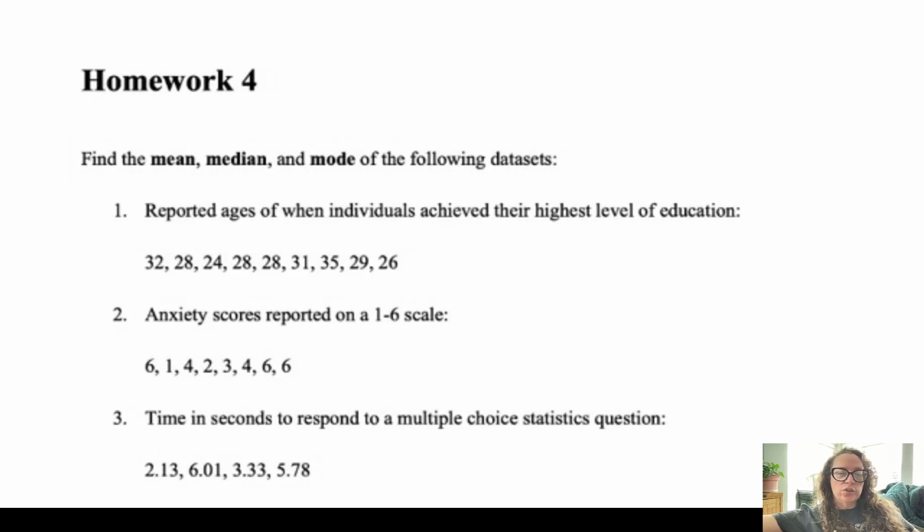Okay, let's go ahead and try number 2. Let's take a look at it. For number 2, we have anxiety scores reported on a 1 through 6 scale. We have those listed here, so let's write those down and start working with them. We have 6, 1, 4, 2, 3, 4, 6, and a 6.